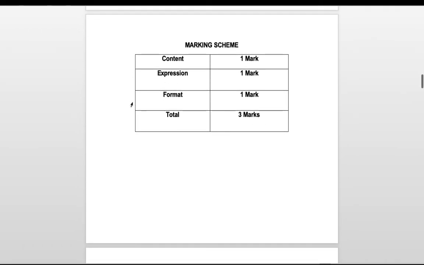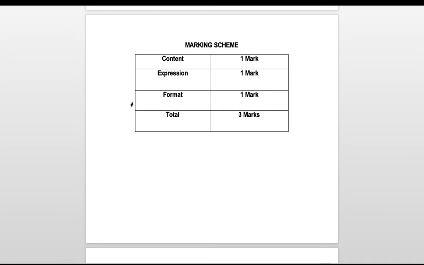Now we will be talking about the marking scheme of any kind of invitation question or the reply question you will receive. There would be two types of questions in invitation. In one type, you would be asked to write an invitation, and in another type, you would be asked to write a reply to a formal or informal invitation. In both cases, the marking scheme is as follows.